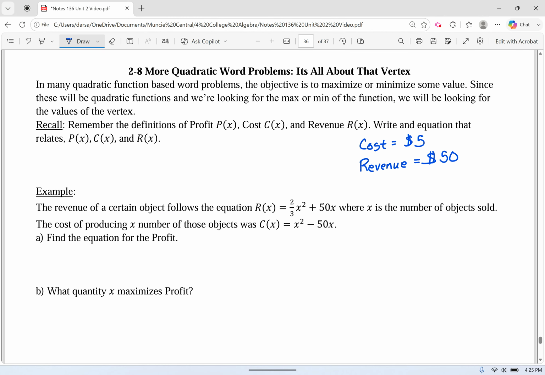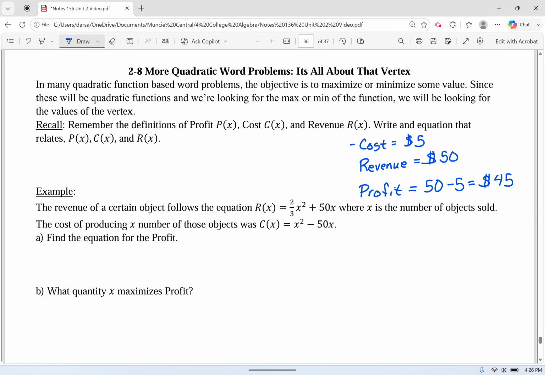When we put these two things together, what would be the profit that I earned off of this tutu? Well, I got paid $50, but it cost me $5 to make, so my profit is $45. So these are three words that we need to understand.